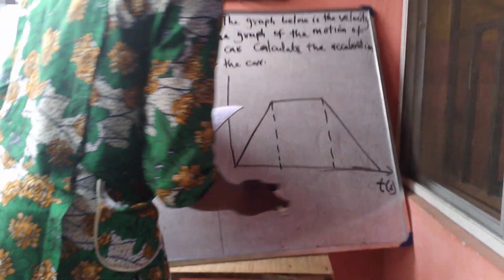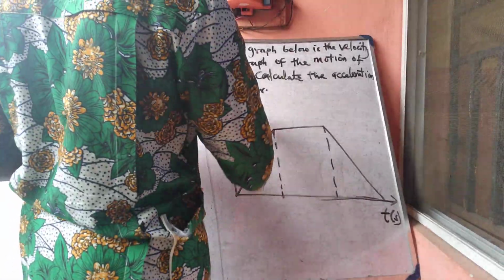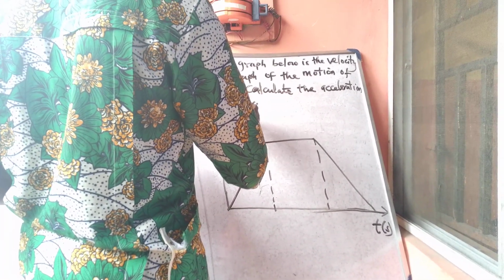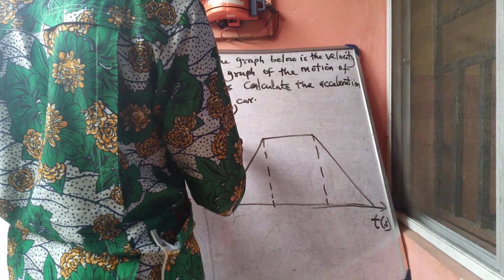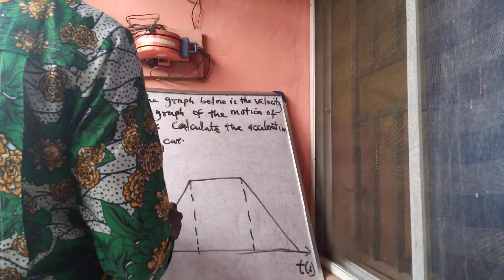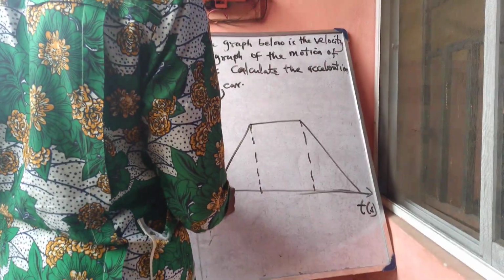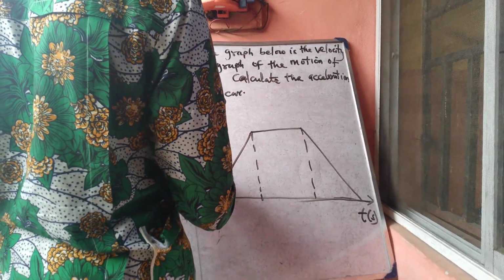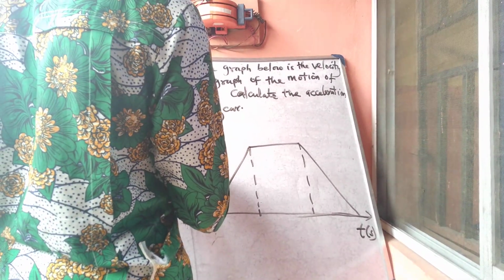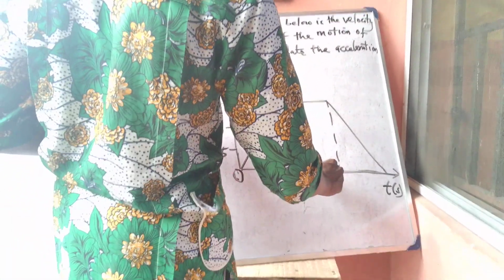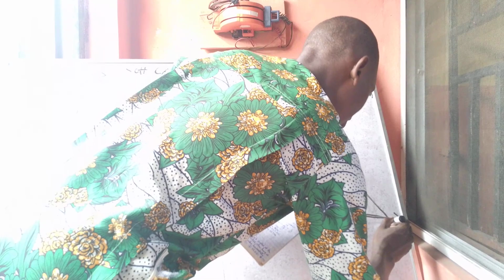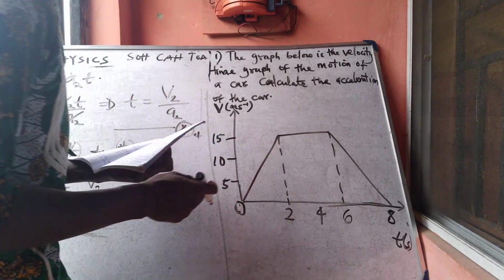So the horizontal component is measured in time. Time is plotted on the horizontal component, which is in seconds. And the vertical component is velocity, which has an SI unit of meters per second. Here is 15. This point is 0, which is the origin. Over here you have 5, here you have 10. Here you have 2 seconds, 4 seconds, 6, and then 8 seconds. This is time, in seconds.